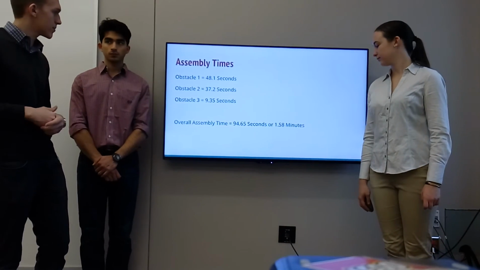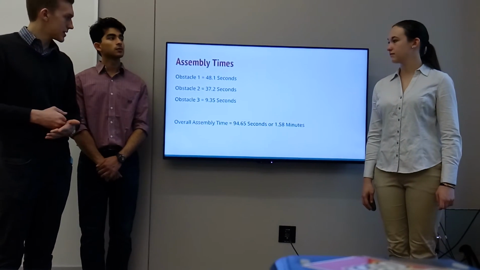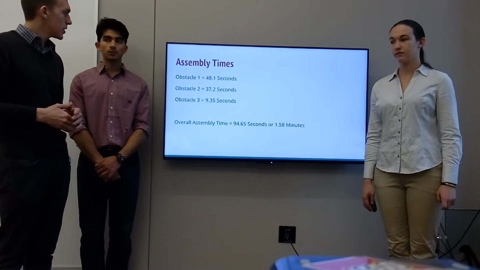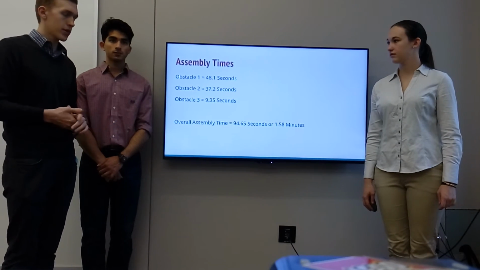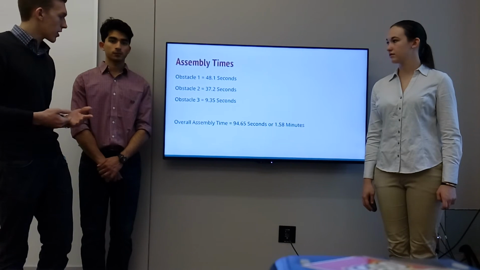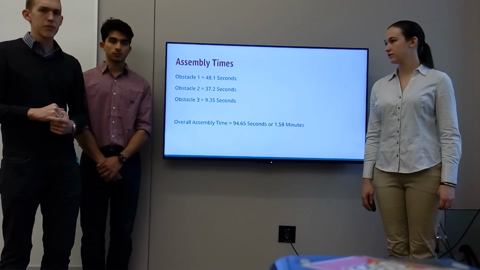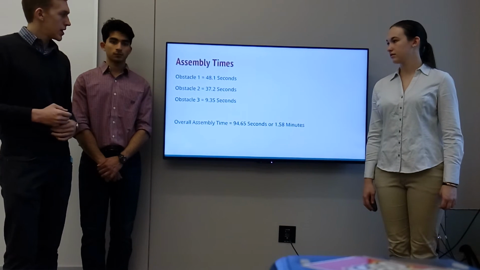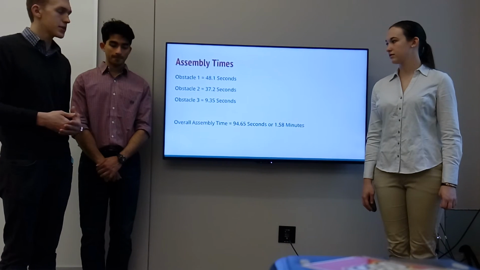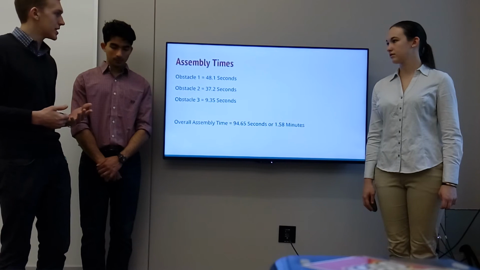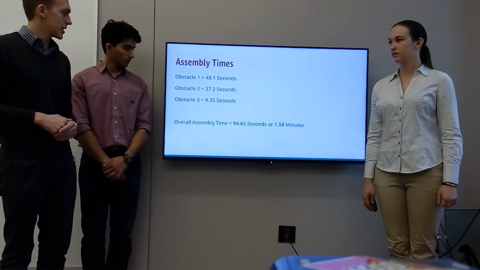So then just assembly times, which we used in determining the final cost. Obstacle 1 will take about 48 seconds. Obstacle 2, about 37, and then obstacle 3 is definitely the shortest with only about 9.3 seconds. Overall, this assembly time is just over 1.5 minutes, which seems a little fast, but I think once you get in the rhythm, it's really pretty reasonable for just assembling it, because as Katie said, our design is pretty simple and not too complicated to put together.